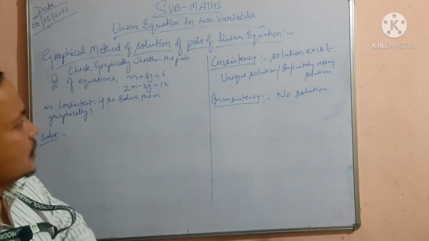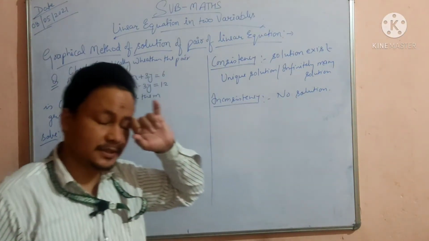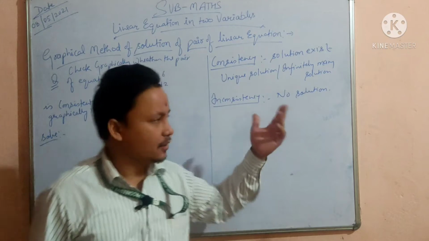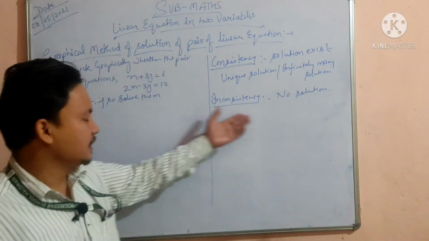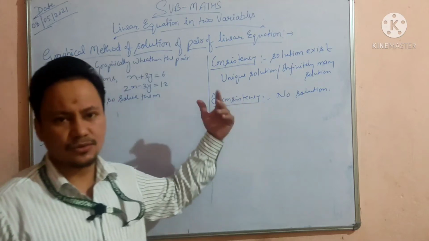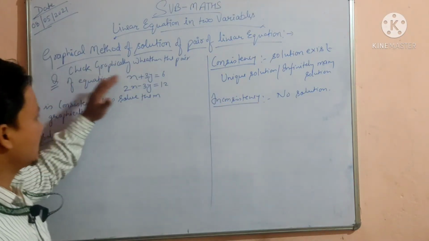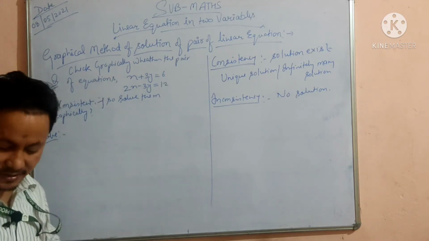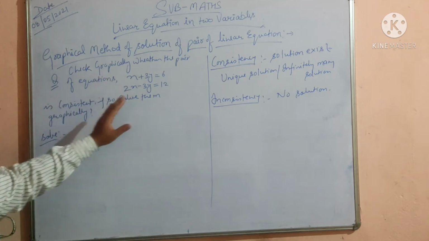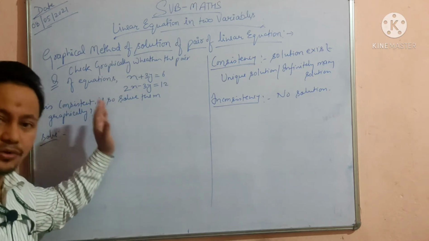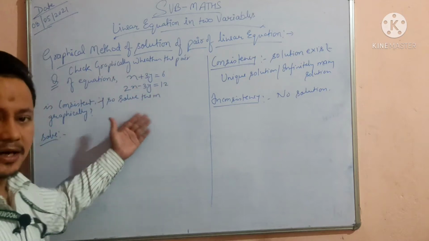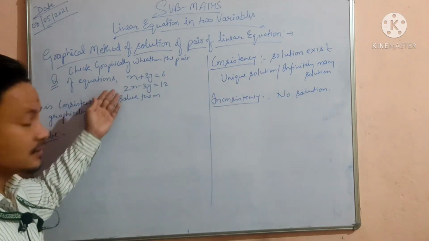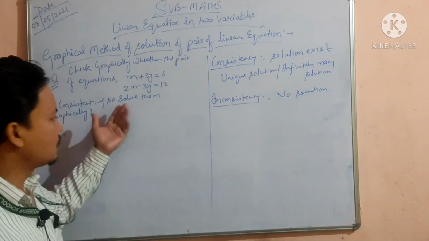So if the pair of linear equations in two variables is said to be consistent, it means they have either a unique solution or infinitely many solutions. And in case of inconsistency, no solution exists. Okay. So now we have two equations given here, and we have to check graphically, not algebraically, whether these equations are consistent or inconsistent. If they are consistent, then they have a unique solution or infinitely many solutions. And if they are inconsistent, then they have no solution.